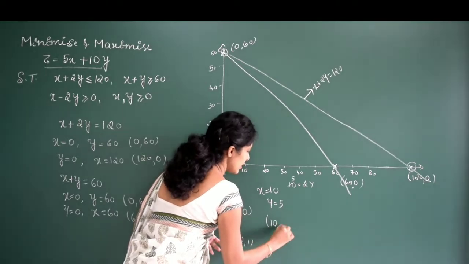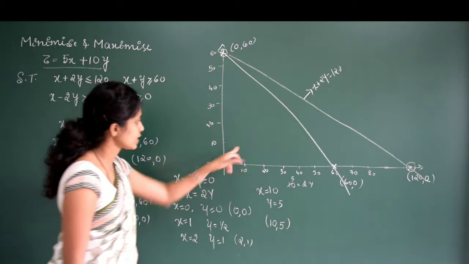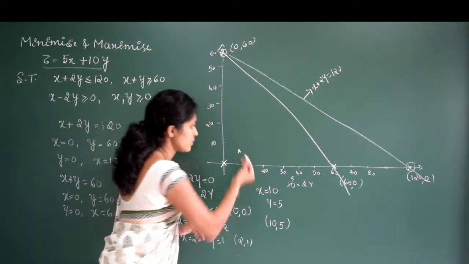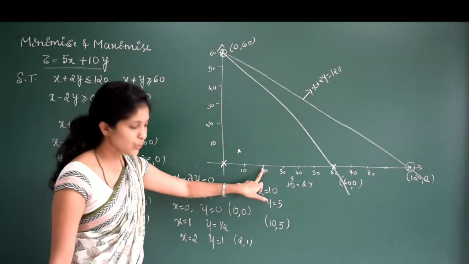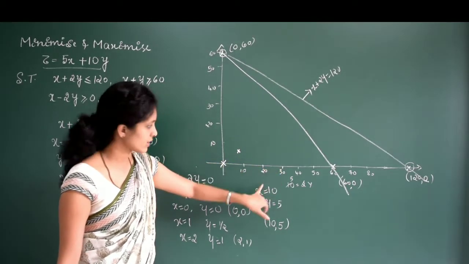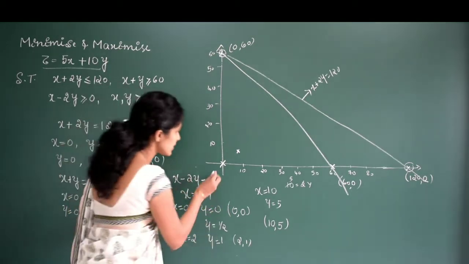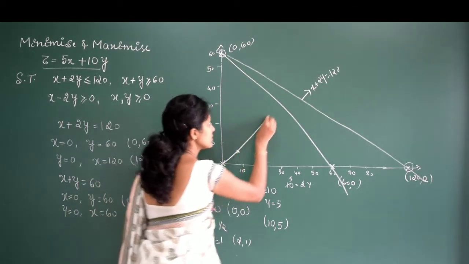X is 10 and y is 5. I hope you understood this one. So this is the one point 10, 5, somewhere here. Next will be 20 and 10 somewhere here. Is it clear? Then the value of x is double the value of y. X is equal to 2y. So this will be the graph of a function.